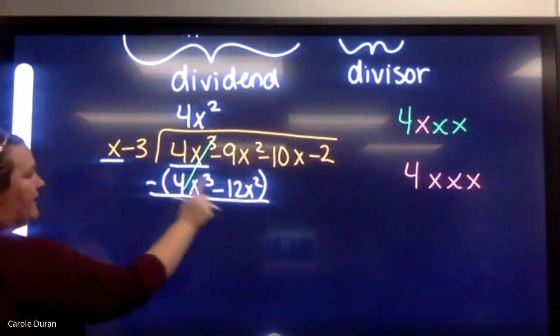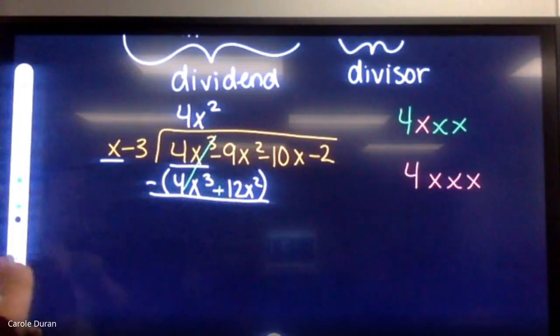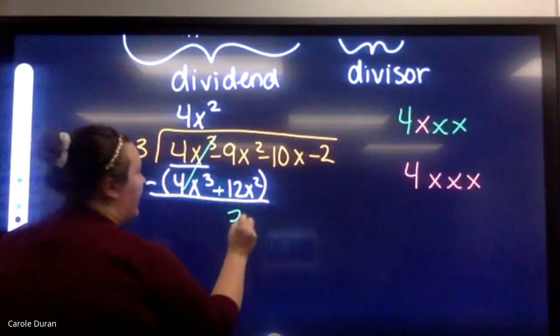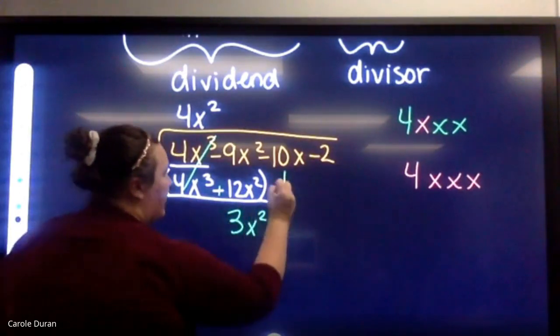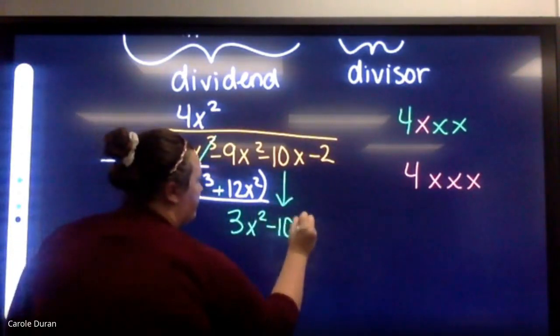Negative 9 minus a negative 12 turns into a positive, and it becomes negative 9 plus 12, which is 3. And then the x squared stays the same, and I drop down my next term.